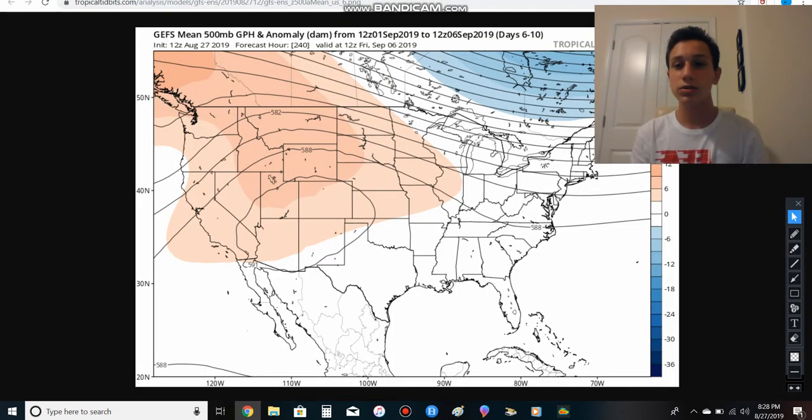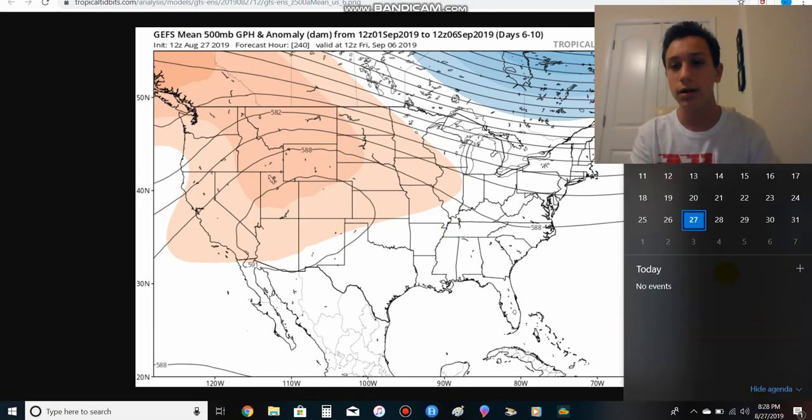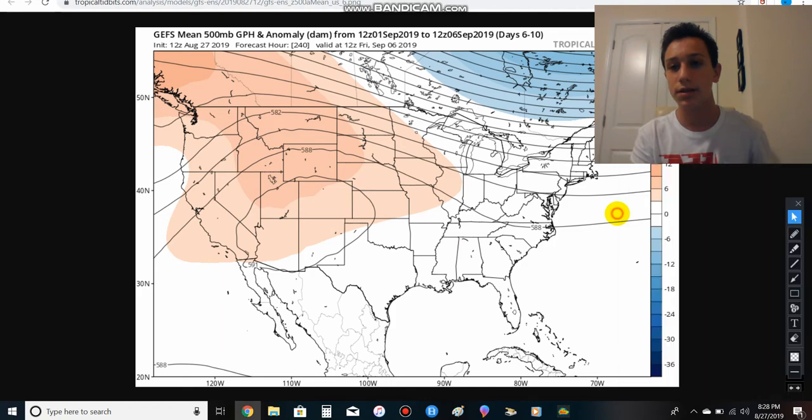But today I'm going to start doing some weekly forecasts. This weekly forecast will be from September 1st, as you can see on the calendar here, to September 7th.